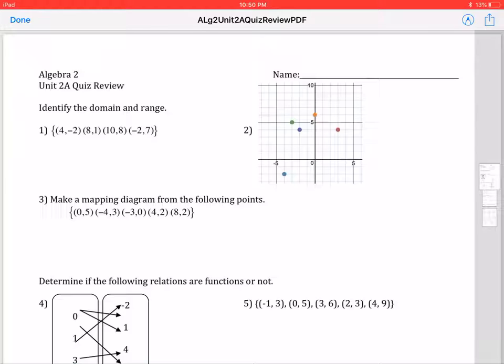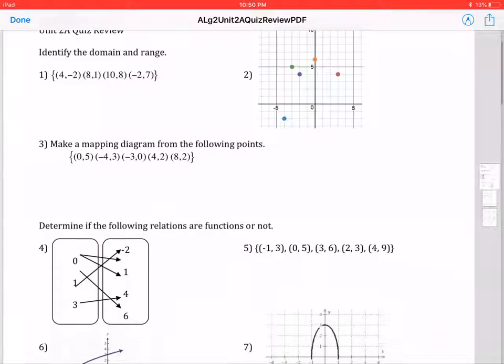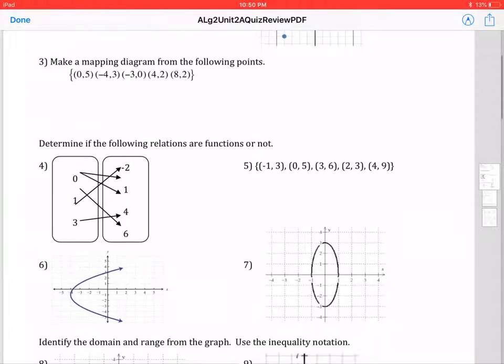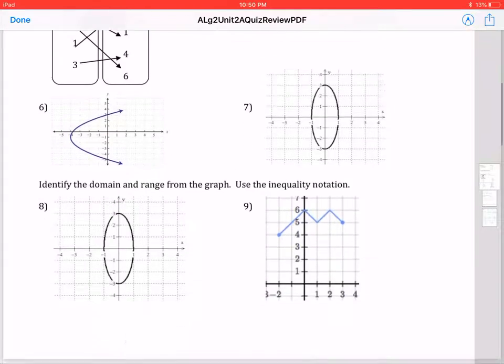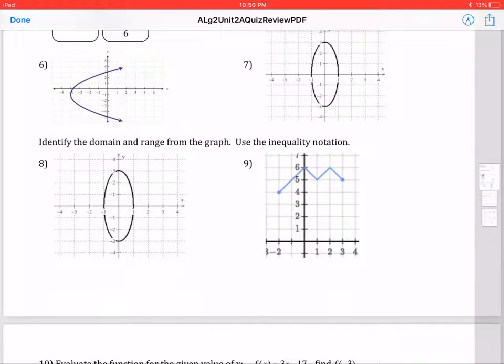When you want to complete this quiz review, please be sure to use your packet. Go back and look up examples just like 1, 2, 3, 4, 5, 6, or 7. Please read the directions to determine if what is given is or is not a function. 8 and 9, determine the domain and range from the graph.